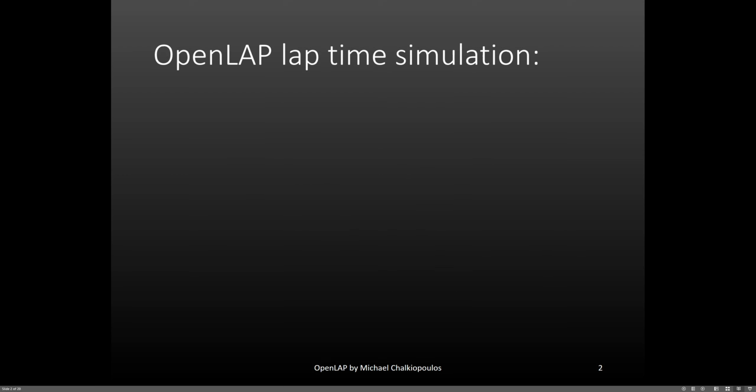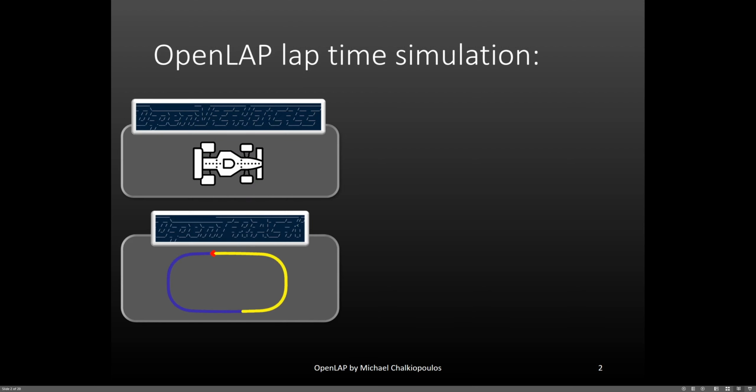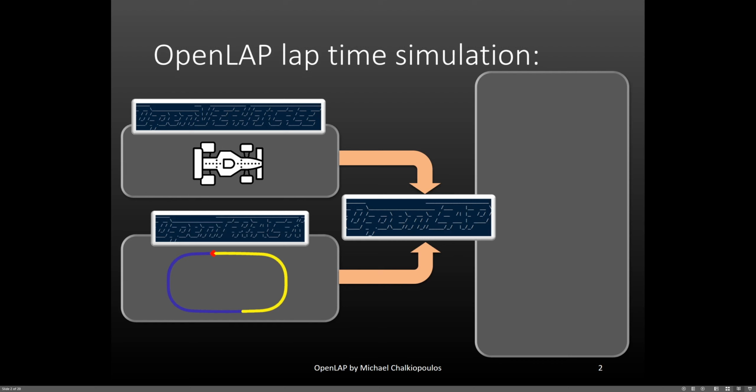So first of all, we need two things to run a lap time simulation. We need a vehicle from OpenVEHICLE, and we need a track from OpenTRACK, and these two things are fed into OpenLAP, which drives the vehicle around the specified track. What OpenLAP generates for you after all the computations is three things.